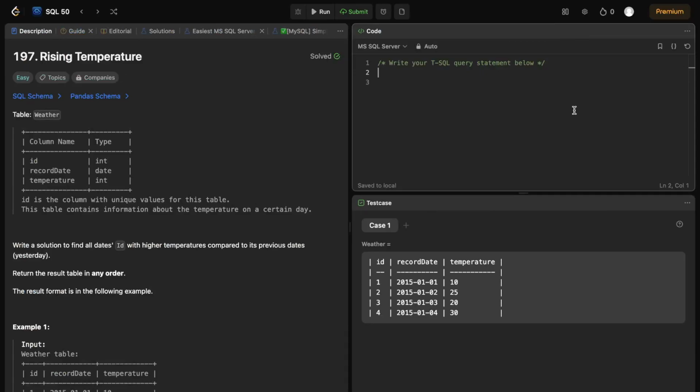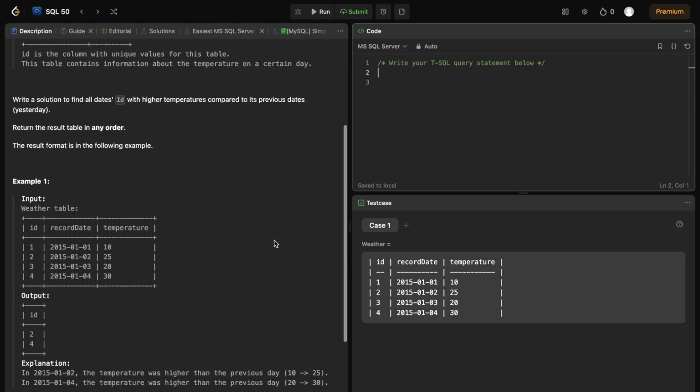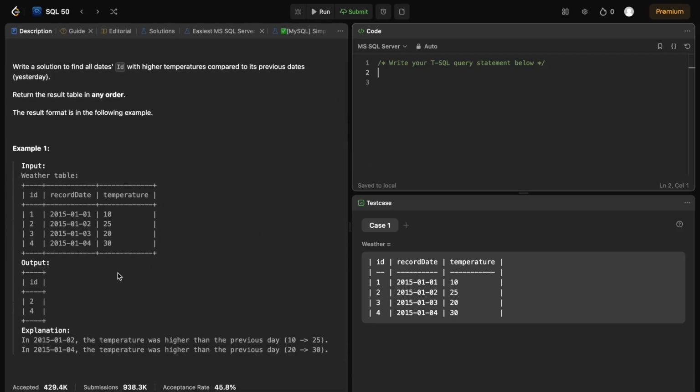Hi everyone, so let's solve the next question in the SQL 50 series, which is Rising Temperature. In this table, we have a table called Weather, where we are given the temperature on each day. What we have to do is find the days on which the temperature was higher than the previous day, the immediate previous day.